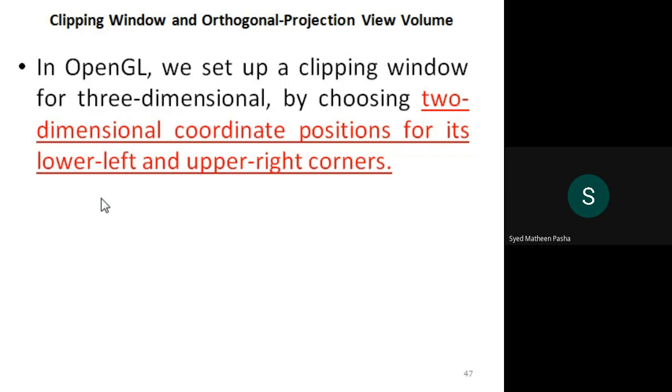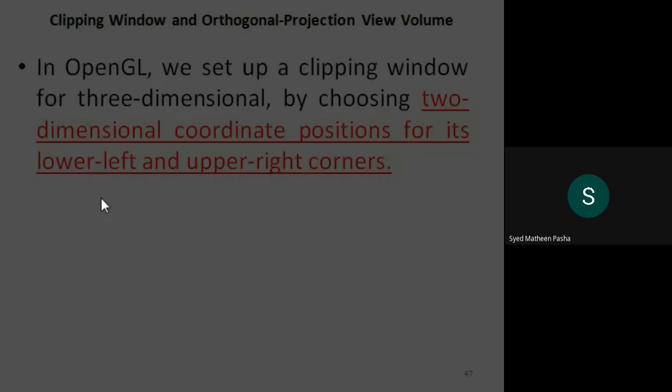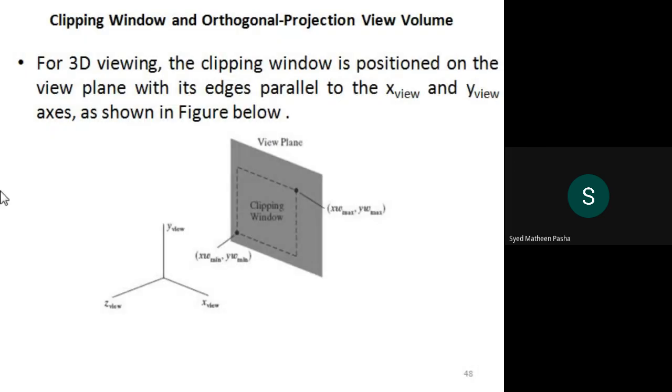If you want to perform clipping window for 3 dimensions, basically the basics of 2 dimensions should be done, where the coordinate positions are towards the lower left as well as upper right corners. Then check out how that particular clipping window with respect to orthogonal projection is being done with respect to 3D viewing. The clipping window is positioned on the view plane with its edges parallel to the x and y view axes with respect to this particular diagram.